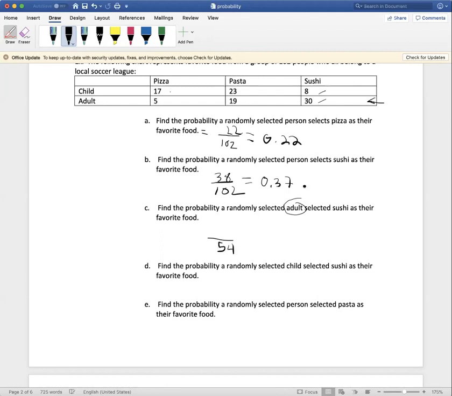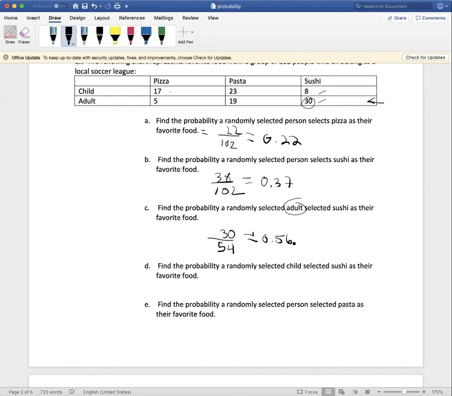And out of those 54 adults, the probability that they selected sushi, and again, we're just looking at adults, that's 30 out of 54. So adults really like sushi. 30 out of 54. Again, I'm going to type this into my calculator, and I get 0.56 rounded to 2 decimal places.